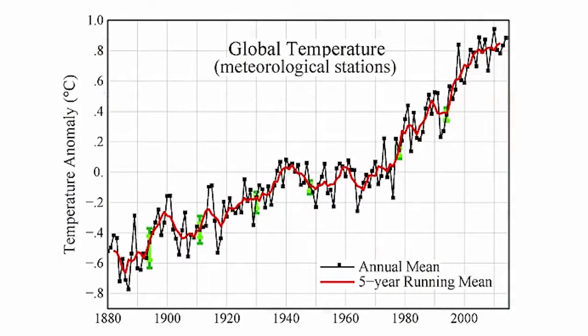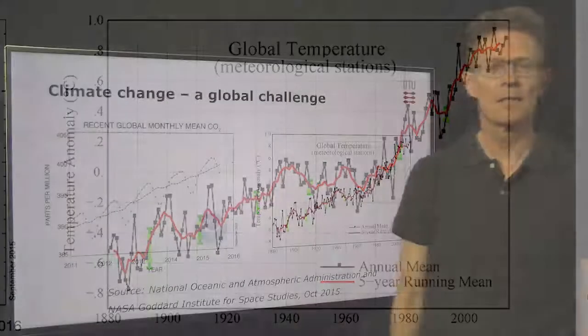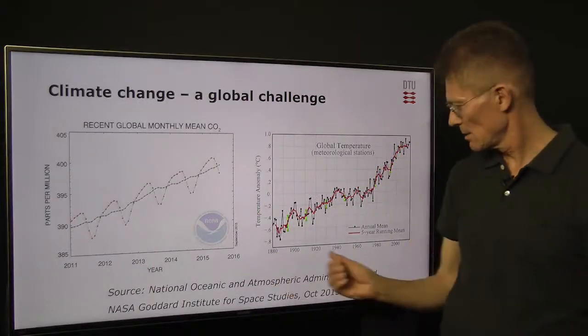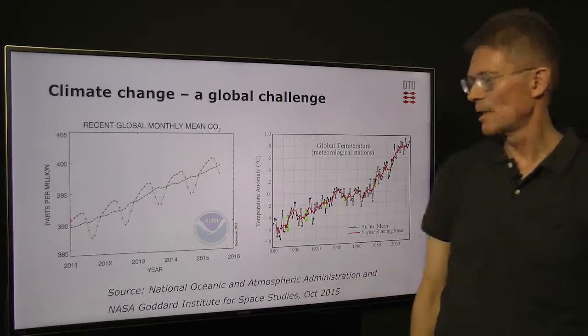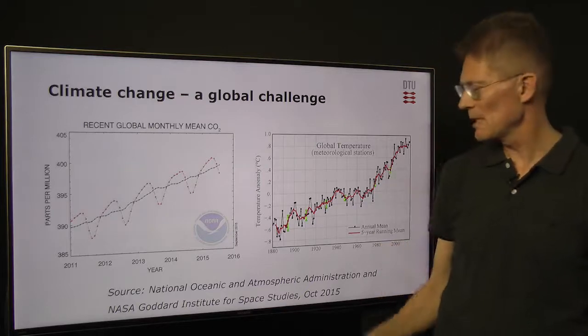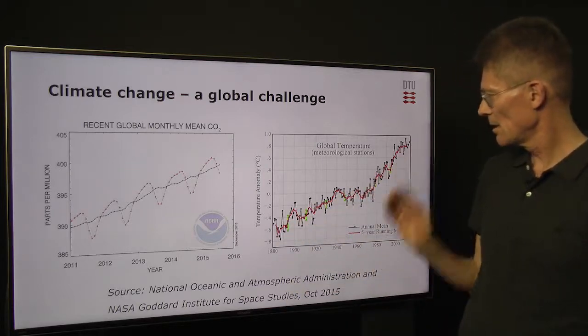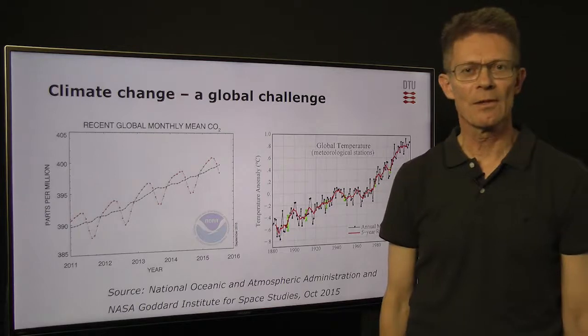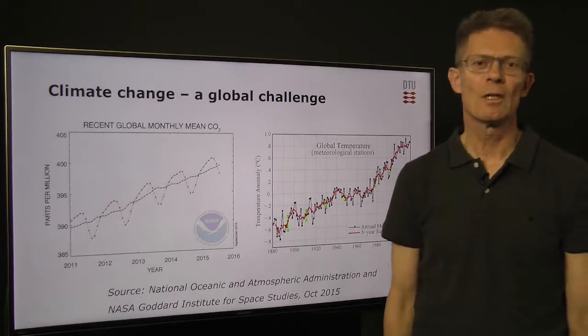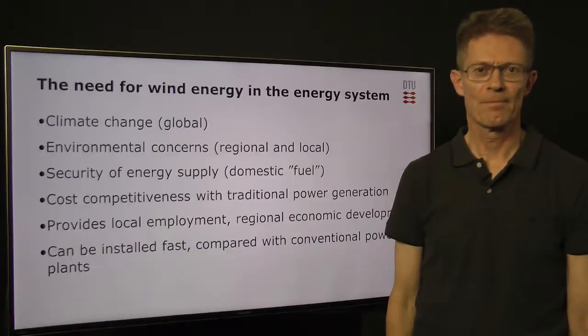On the right-hand side you can see the increase of global temperature from all the meteorological stations in the world. And this is from 1880 to 2015. And you can see that the global mean temperature is increasing all along those 135 years by 1.4 degrees Celsius.